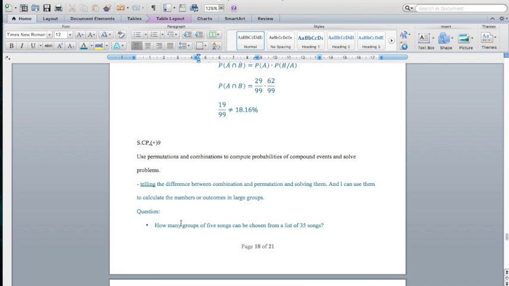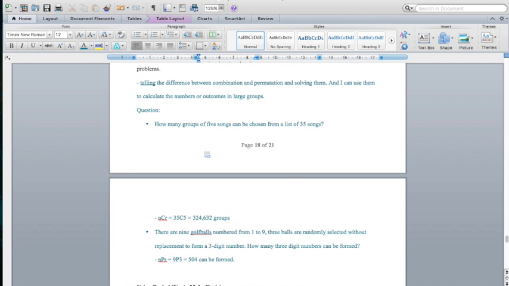And in SCP-9, this is actually really important to my everyday learning and my future, which is permutations and combinations. So I can use these standards to tell the difference between combination and permutation and use them correctly to solve the problems I want. And in the future, I can use them to calculate the number of outcomes of large groups. So if I have a selection of a certain amount of things, and I want to put them in groups and selections of groups, then I can determine it by using permutation or combination.